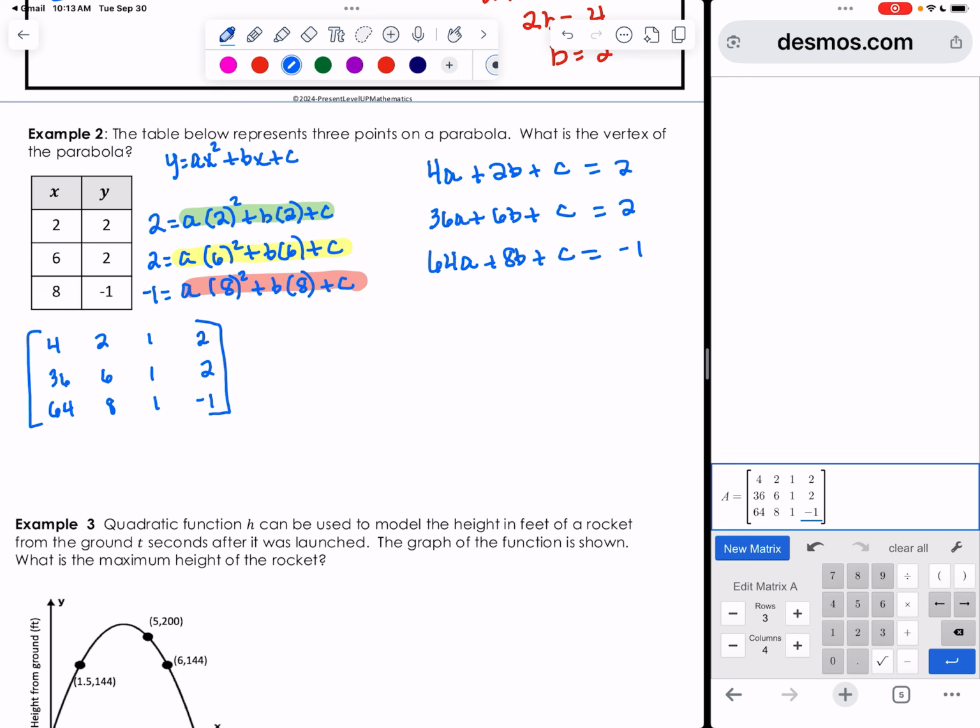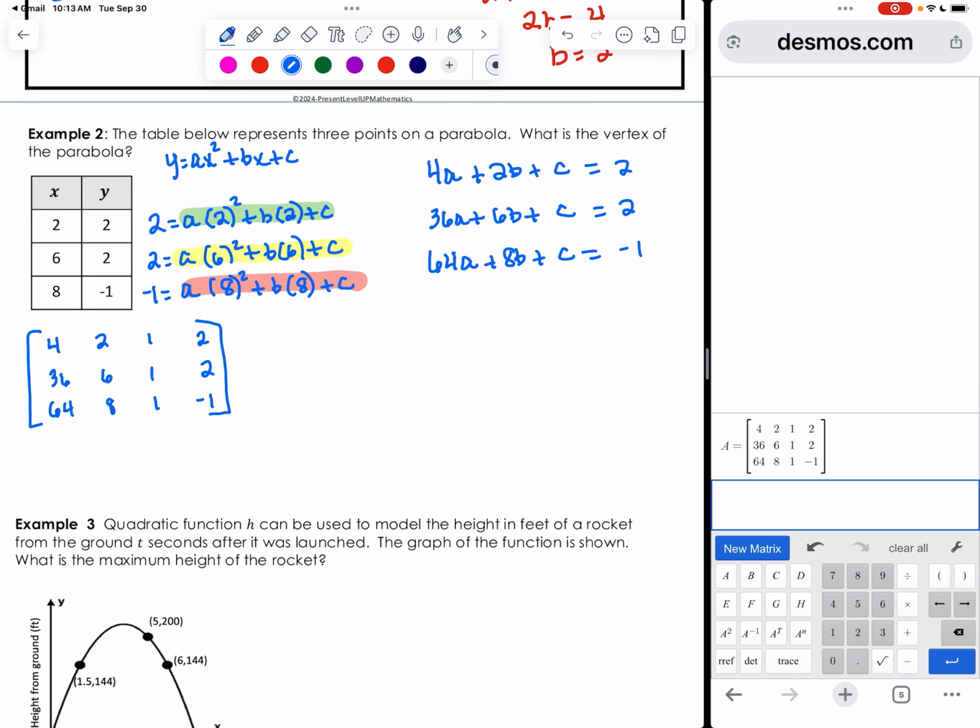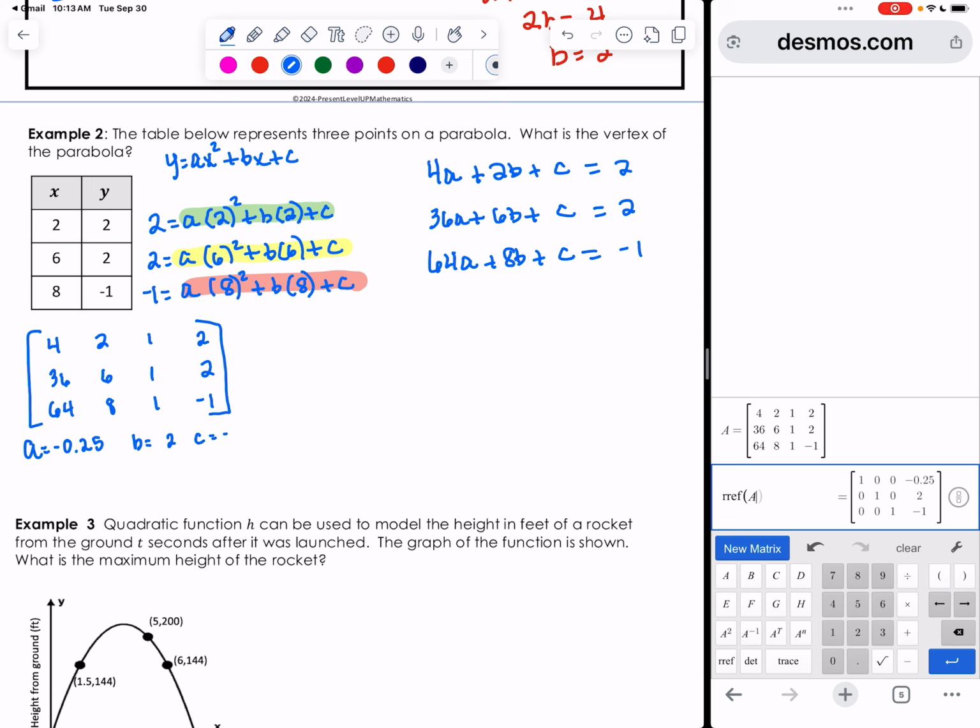All right. Once you have the matrix entered, hit the return bar to open up a new line, and you're going to use this button at the very bottom that says ref. I'm going to push that, and then you have to tell it which matrix. We're using matrix A here. Now, the values in the very right hand column are your values of a, b, and c. So here we have a is -0.25, b equals 2, and c is equal to -1.